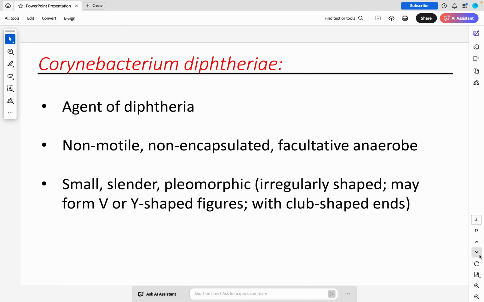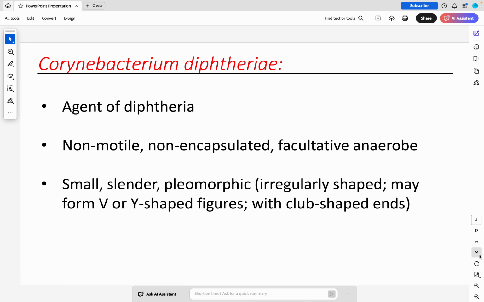There are Corynebacterium gravis, mitis, intermedius, and belfanti. C. mitis is the causative agent for mild diphtheria, C. intermedius for the intermediate form, and gravis is the causative agent for the most severe type of diphtheria.